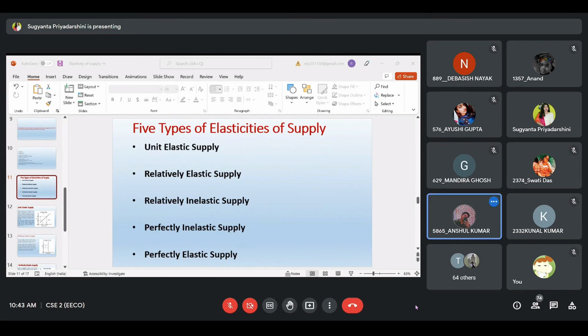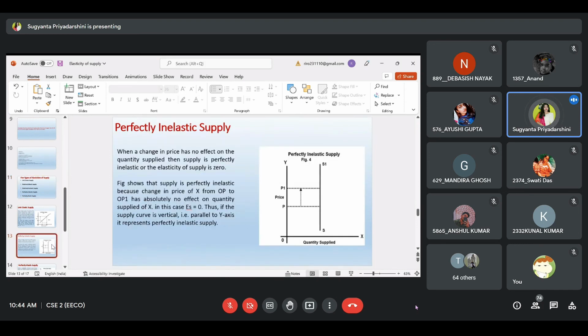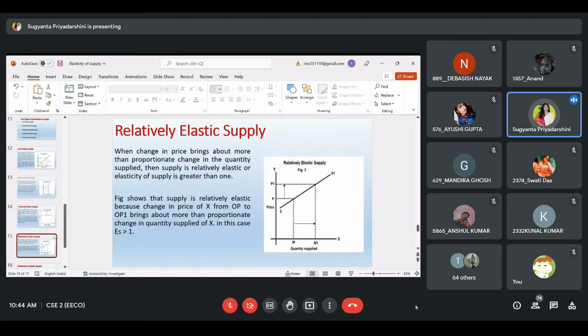Ma'am, when the proportionate change in demand is more than the change in the price. Very good, Anshu. So whenever the percentage change in supply is far more than the percentage change in price, we call it relatively elastic supply. Mark here, the change in price is less than the change in your quantity supplied. That's what makes it relatively elastic supply. If the price is changing by 10%, the quantity supplied will change by 40%.